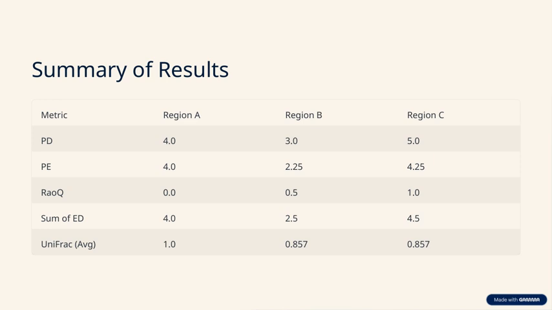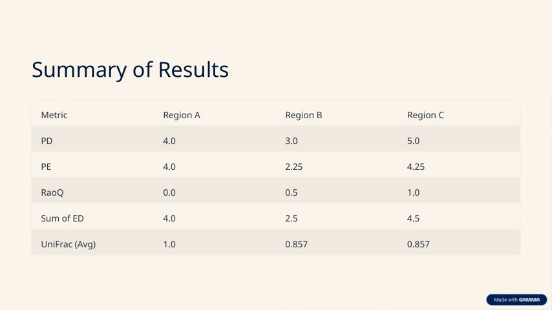The sum of ED, or some error or difference metric, shows 4 for region A, 2.5 for region B, and 4.5 for region C again. Region B appears to be the most consistent or least divergent in this regard. Finally, the UniFrac average, which measures community similarity, is 1 for Region A, and approximately 0.857 for Regions B and C. This suggests that Regions B and C are somewhat more similar to each other than to Region A, which stands out a bit more in this measure.